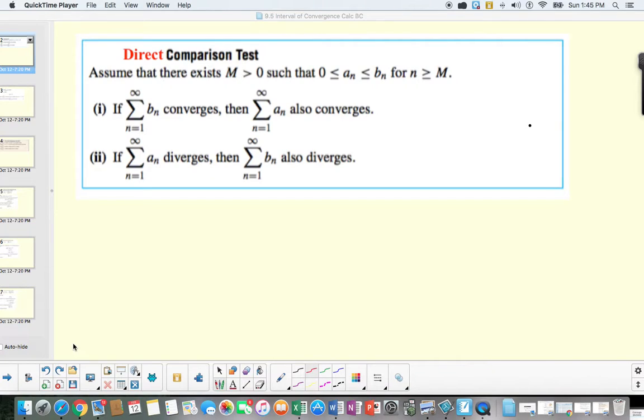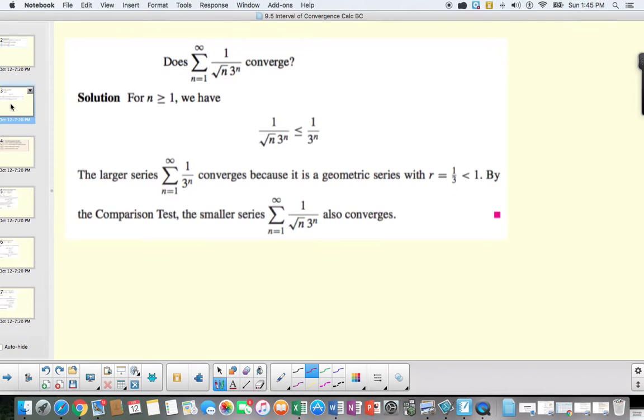Lesson 9.5, Part 2. Direct comparison tests. These are tests that we're going to use at the endpoints. And we've had this comparison before. Let me go ahead and give you an example. We would like to determine if this series of constants converges or not.